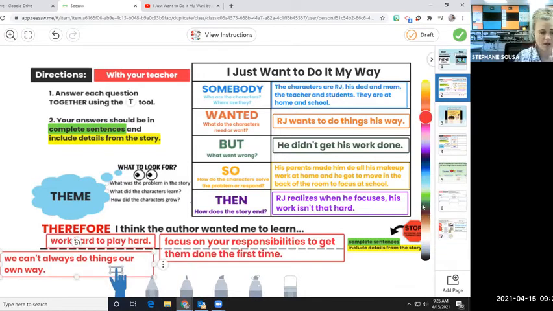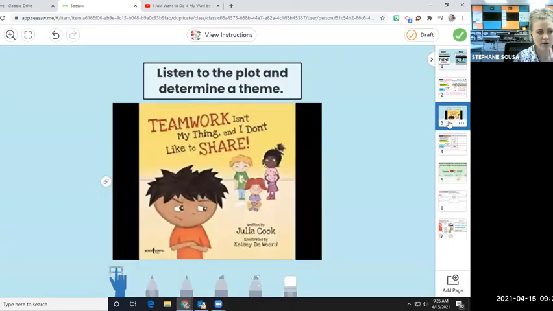Okay. Alrighty, you can choose a theme. Perhaps you had a different theme with your partner, and that is fine as long as you can connect it back to the plot of the text. Okay. Right now, we're getting ready to go into the partner section. The partner work section is going to be about this text.